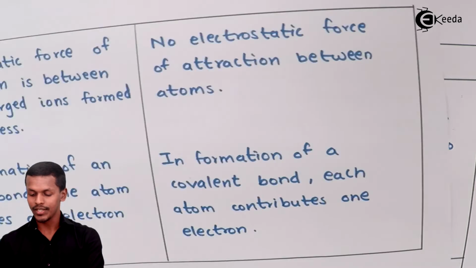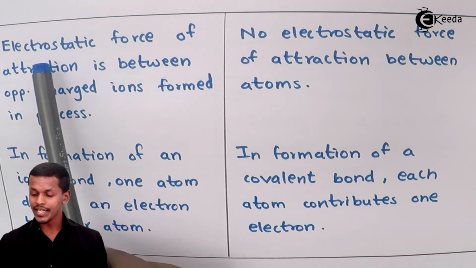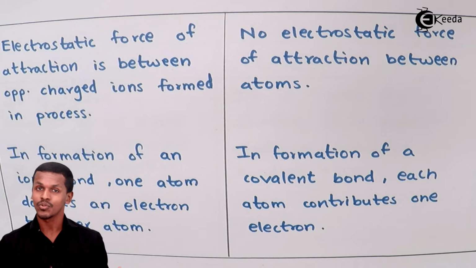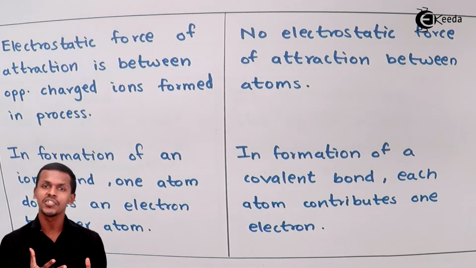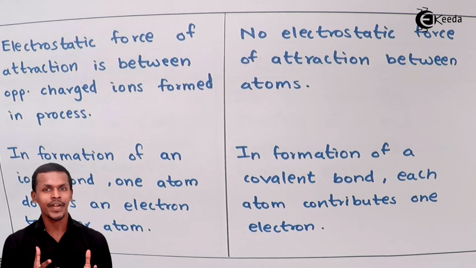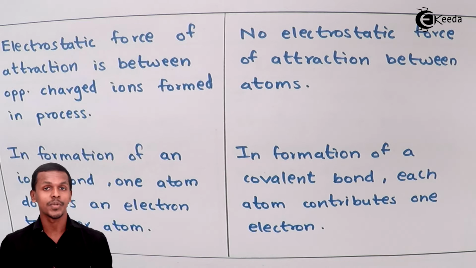We discussed these things earlier also, but now we are discussing them side by side. Now the next one: electrostatic force of attraction is between the oppositely charged ions that form in the process. So in an ionic bond, electrostatic force of attraction is observed. The reason is that the cations and anions combine with each other to form a bond. Because of the opposite charges between these two different atoms, the force of attraction is the electrostatic force of attraction, and because of it the bond is formed.